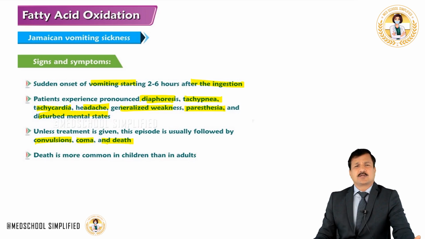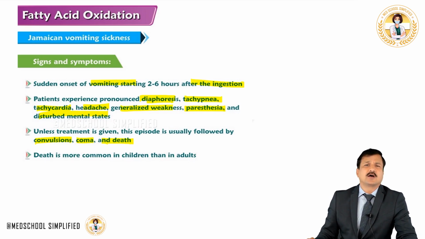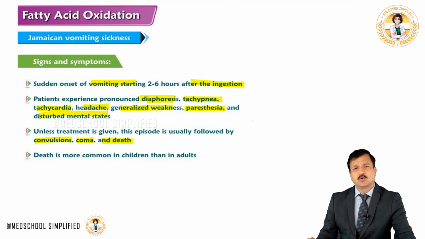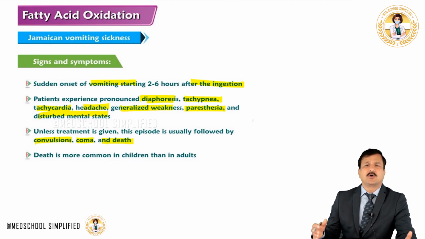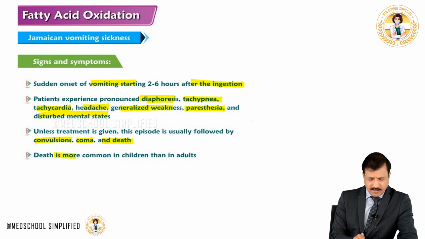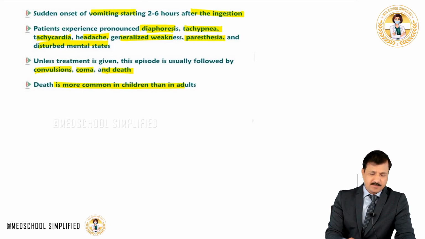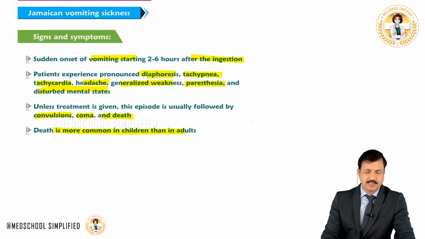So the treatment is admission, and then stomach wash can be done if undigested unripe ackee fruit dish is still there, and then observation, and importantly give IV glucose, and monitor the symptoms accordingly. Death is more common in children than in adults. So that's about Jamaican vomiting sickness.